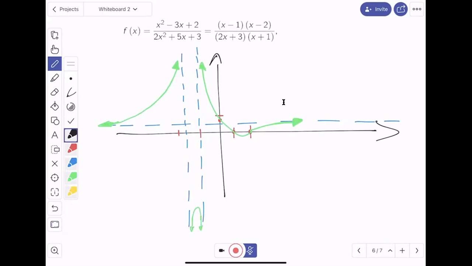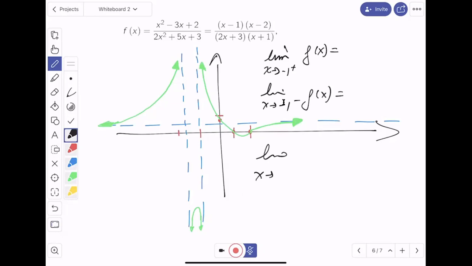I'm going to write my limits down now. Limit as x goes towards -1 from the right of f of x. Limit as x goes towards -1 from the left of f of x. Limit as x goes towards, what's that other number we got? -3/2 from the right of f of x. We'll write these down by looking at my picture. This can be helpful when you come to calculus, that you'll be able to do these limits without looking at tables.